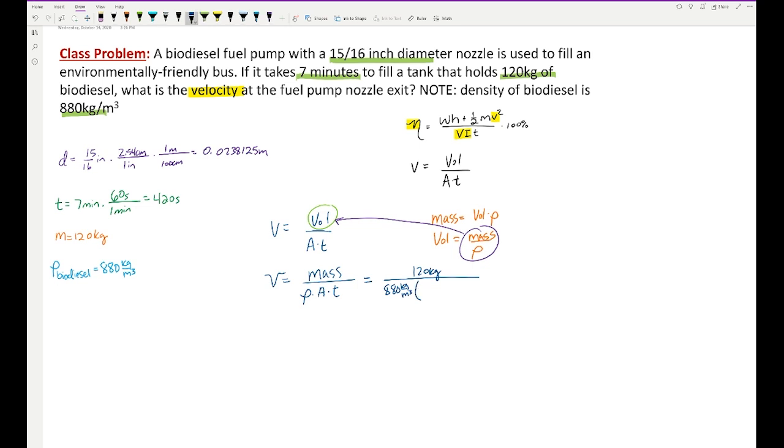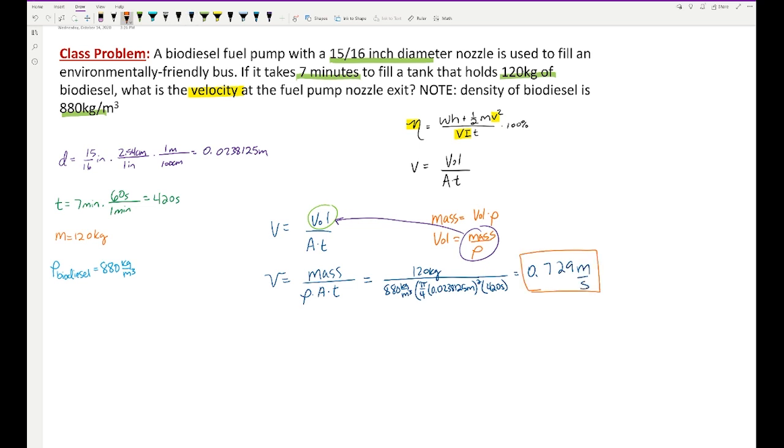Then for our area, we're going to use the equation pi over 4 diameter squared. Our diameter is 0.0238125 meters. That term is squared, and then we're going to multiply that by our time, which is 420 seconds. After calculating it out, we get 0.729 meters per second.